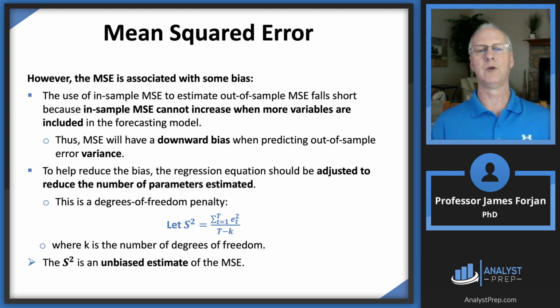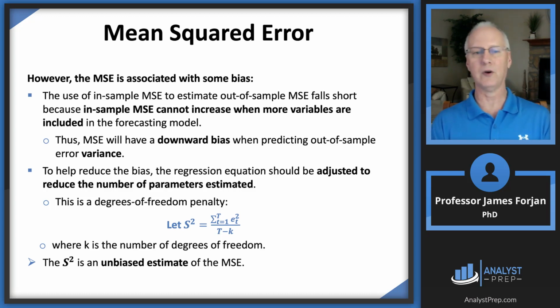Now, the problem with using the MSE is that it's going to produce a decision that has some bias. All right, so the use of the in-sample MSE to estimate out of sample predictions or future evaluation of that MSE is not going to work because the in-sample MSE cannot increase when more variables are included. So there's going to be a downward bias when predicting the out-of-sample error variance. All right, so MSE has an inherent weakness.